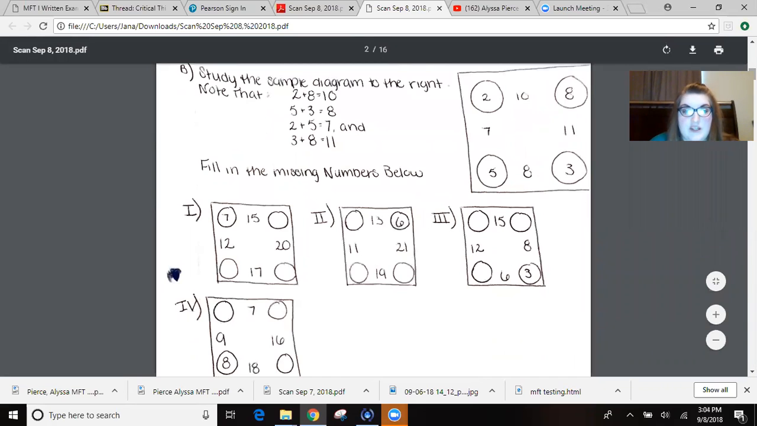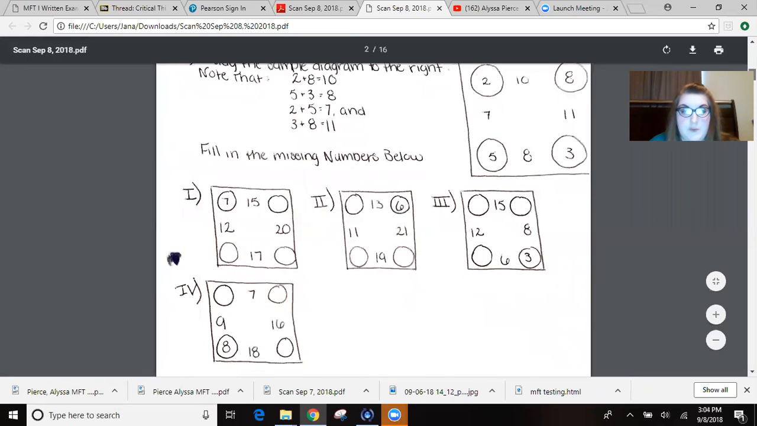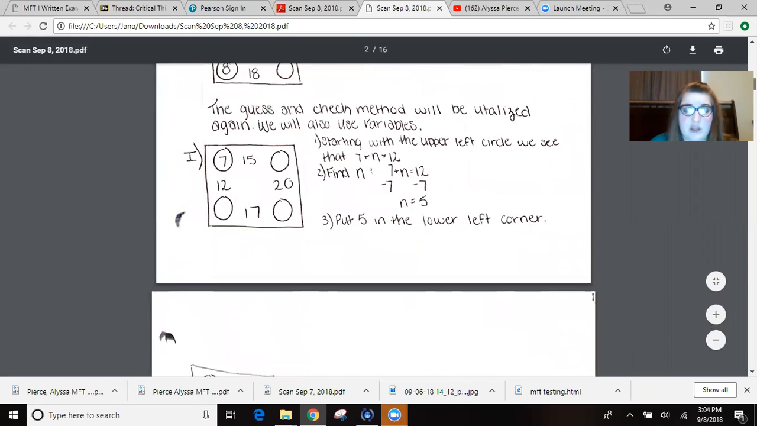It then asked us to study the diagram to the right and note that 2 plus 8 equals 10, 5 plus 3 equals 8, 2 plus 5 equals 7, and 8 plus 3 equals 11. It asked us to solve problems 1 through 4 the same way. So we're going to use the guess and check method as well as using variables to solve the problem.